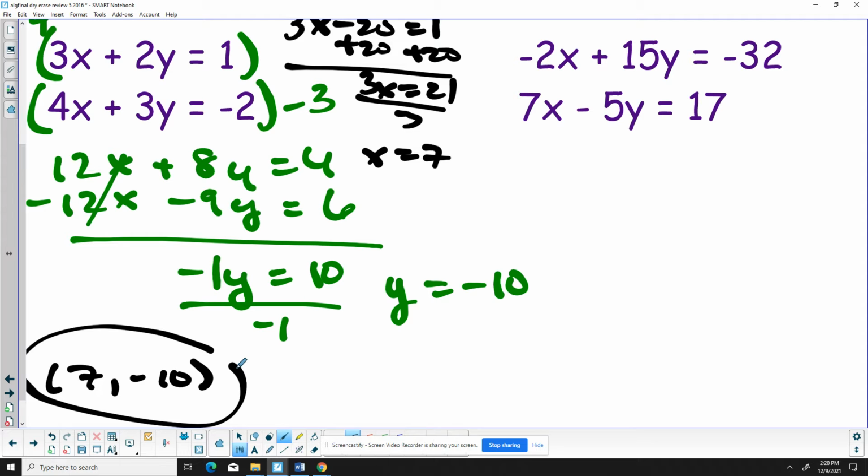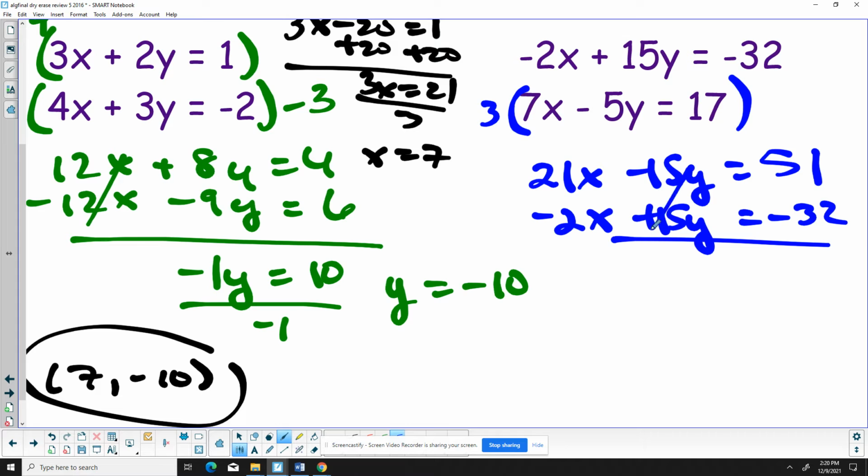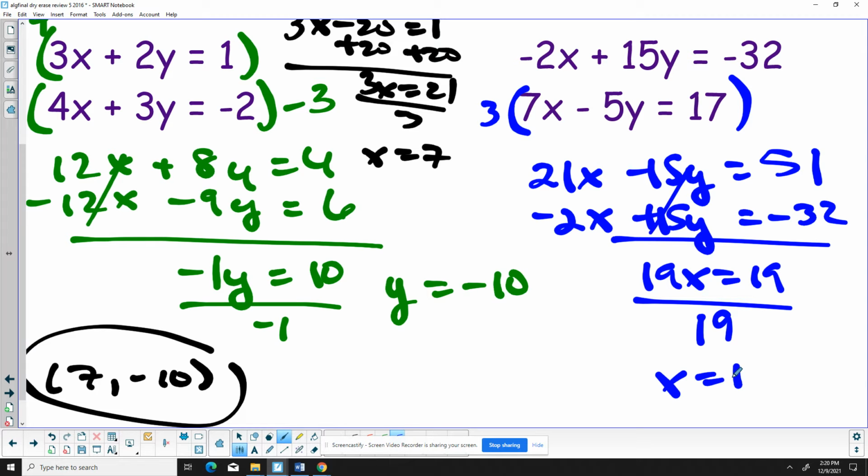All right, and the other one's set up nicer than this one, so I could multiply this bottom one by 3. So that's 21x minus 15y is 51. And the bottom one's already nice and plus 15y. So those go, and that's 19x, and that's 19. So x looks like it's 1. That's a nice one. And then I think I'm going to plug it back into the top one.